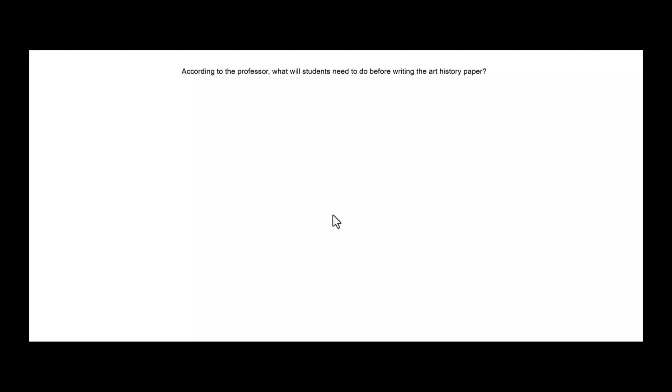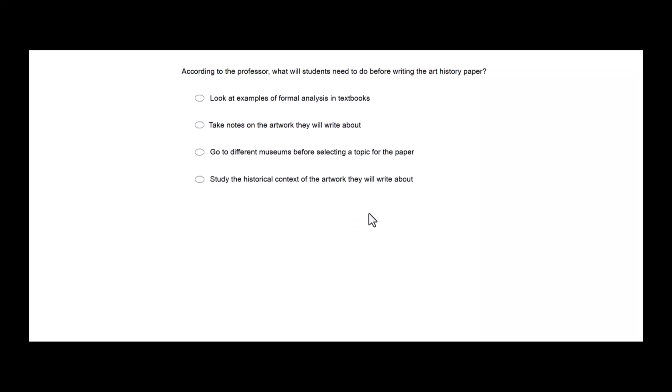According to the professor, what will students need to do before writing the art history paper? This is a factual question, and we check the options. The first one, look at examples of formal analysis in textbooks. No, it has not been mentioned in the lecture that the students need to look at examples of formal analysis in textbooks before writing the art history paper.